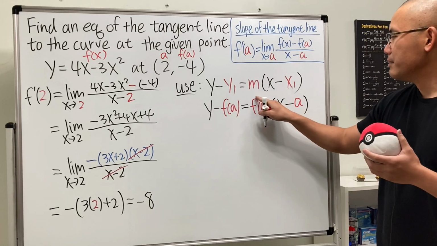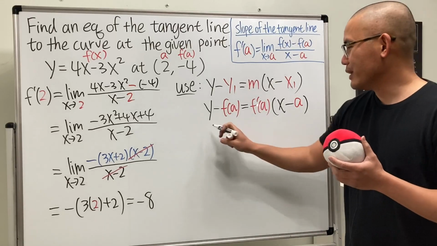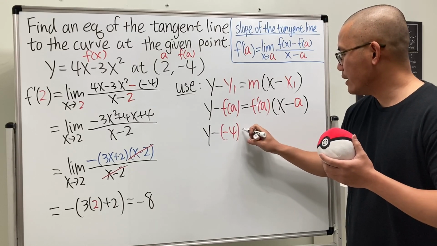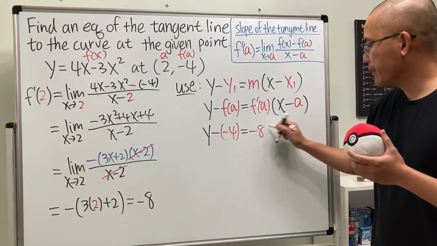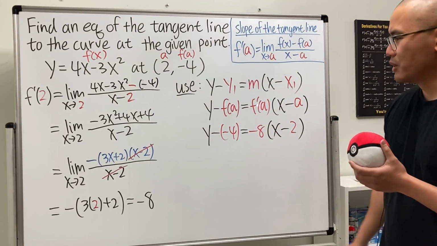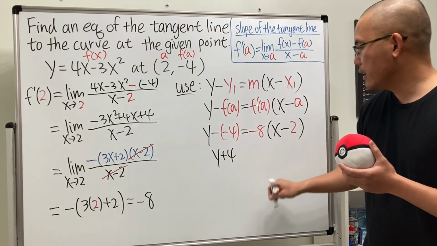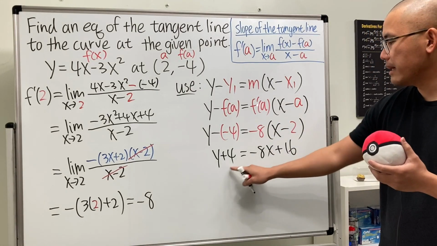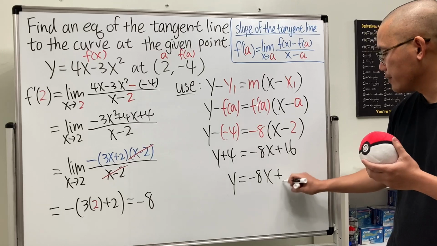But anyway, either way, as long as you know how to plug in, it's okay. So let's go ahead and do it. Y minus f of a, which is negative 4, and then that's equal to f prime of a, which is f prime of 2, and that's negative 8, times x minus a is 2. So this is what we have. And now let's just work it out, get the y by itself, the good old business. So here we have y plus 4, and this is equal to negative 8x plus 16. And then minus 4 on both sides, we get y equals negative 8x plus 12.